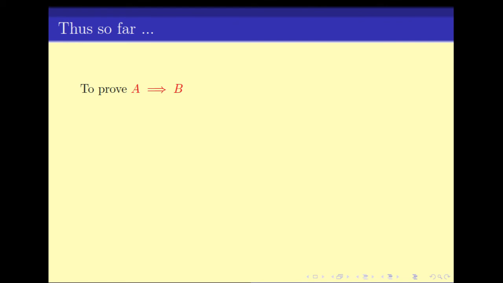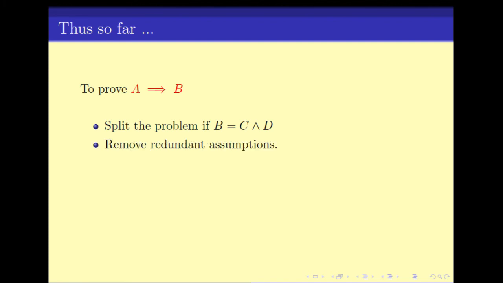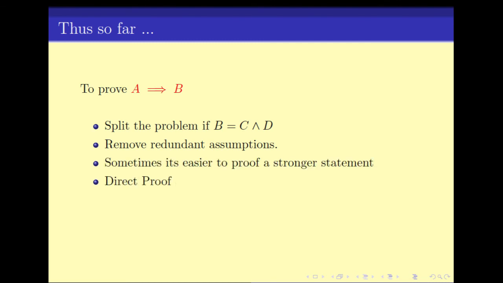Thus, so far, what do we have? For proving A implies B, we have seen a number of various techniques. Here are some of the big ones. We split the problem if B is written as C and D. We remove redundant assumptions. Sometimes it is easier to prove a stronger statement. We had a direct proof, we had a backward proof, and if A is C or D, then we split it up into cases.